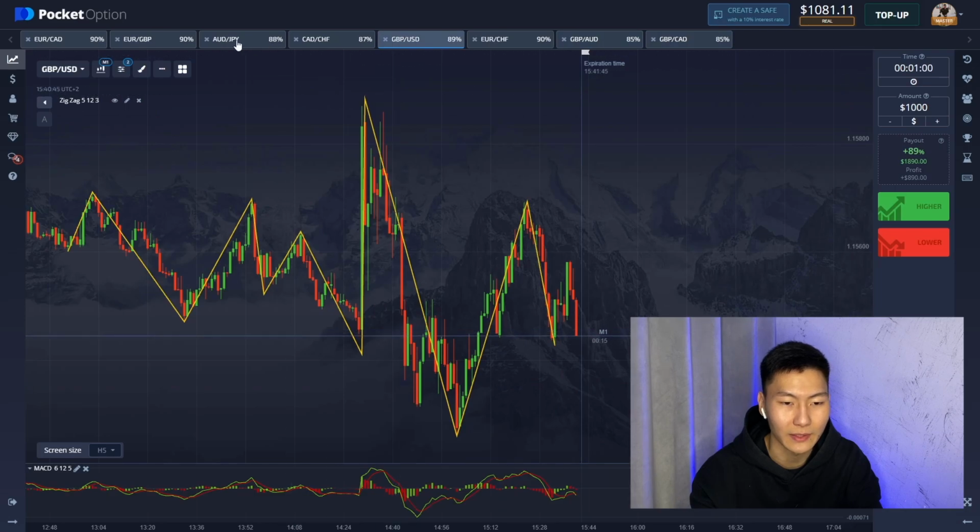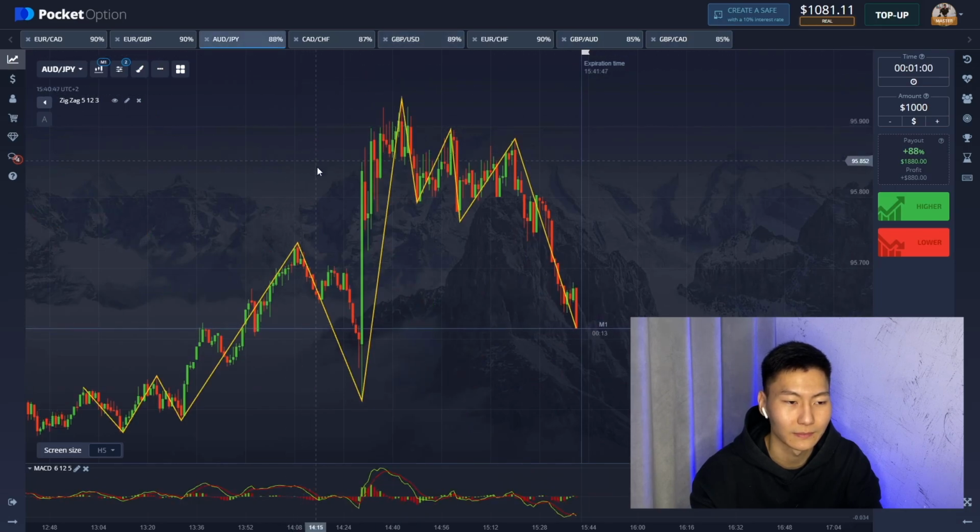Let's find a better currency pair. So we see that the updating of the local low is happening now on this currency pair. Let's wait for the closing of this candle and then make our decision.